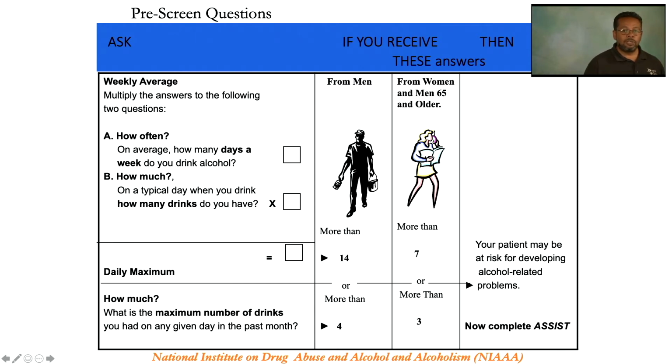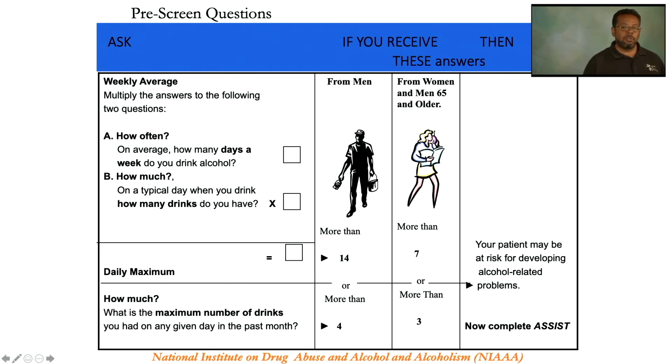If the total was more than 7 drinks for women and men over 65, they are at risk, and the assist is to be completed. The difference between the 14 drinks for men and the 7 drinks for women is all about biology. Women metabolize alcohol differently, and so it takes less alcohol in their system to get their blood alcohol content where it would be more of an impact on their system. And once a male gets to age 64 and over, or you can say 65 and over, it will be the same scale that you're using.